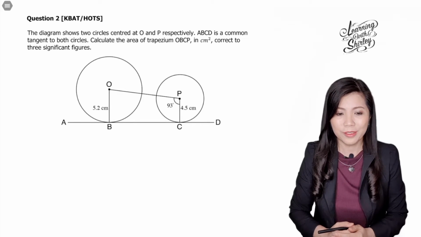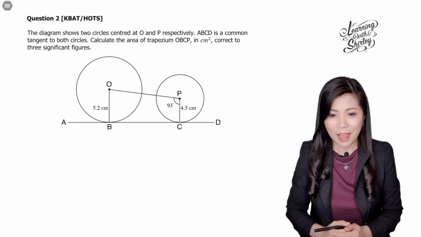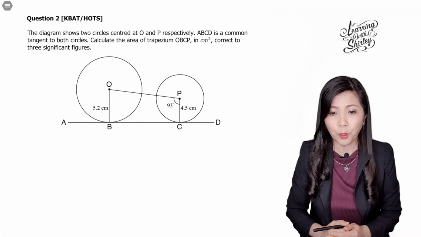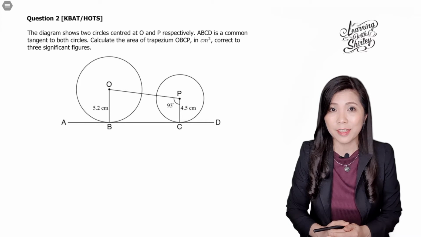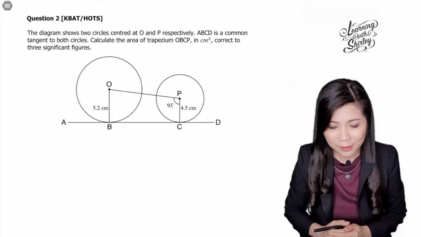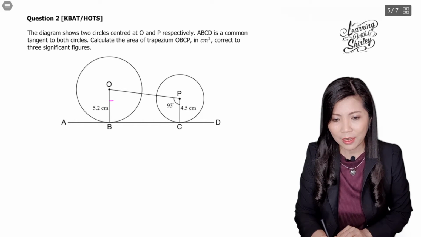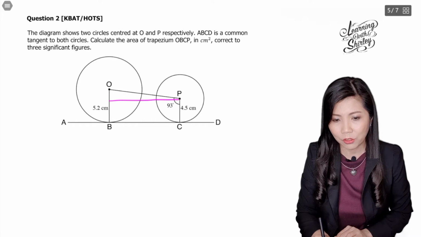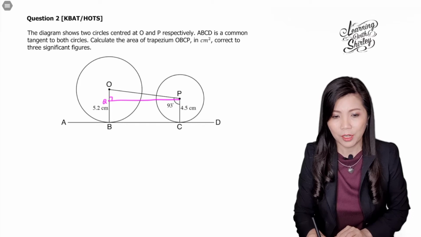For question number 2, the diagram shows two circles centered at O and P respectively. ABCD is a common tangent to both circles. Calculate the area of trapezium OBCP in cm square, correct to three significant figures. So let's look at this. If you see a trapezium, you divide it into two parts, which is a right angle triangle here. I label this as point Q, and also a rectangle at the bottom.